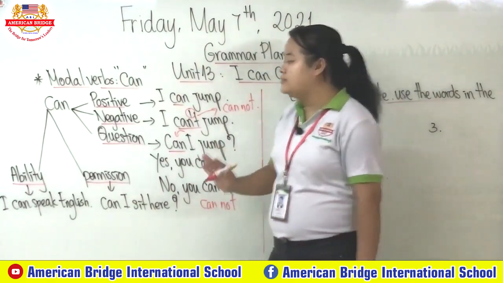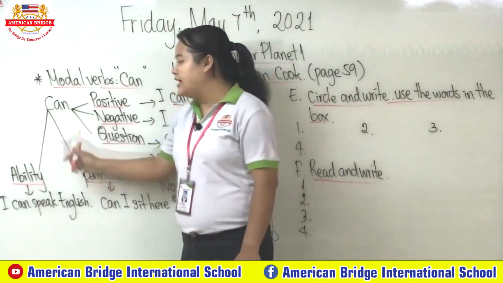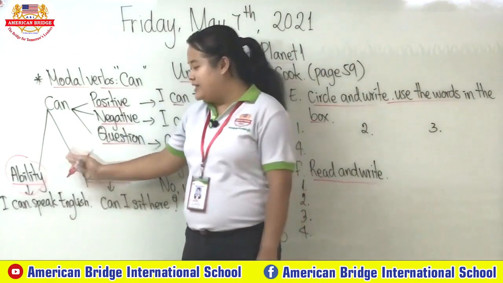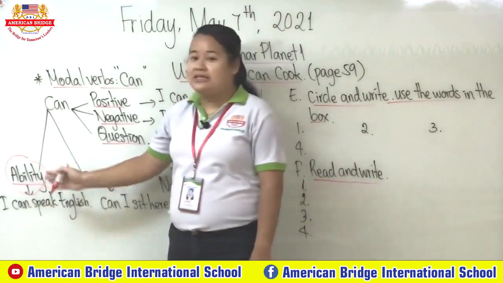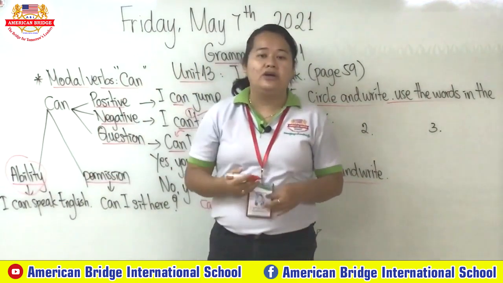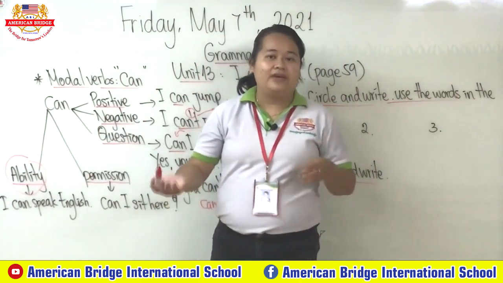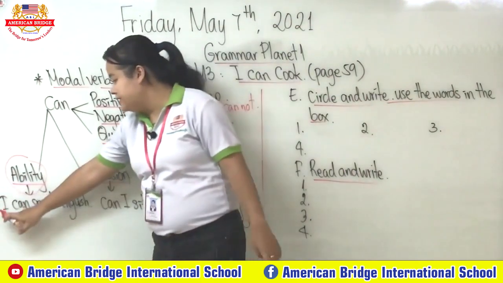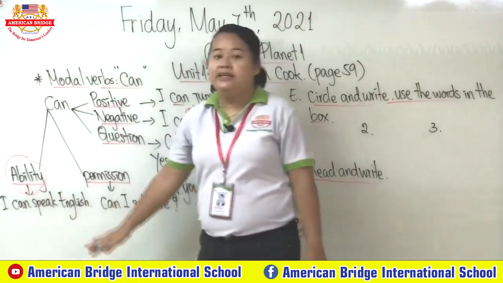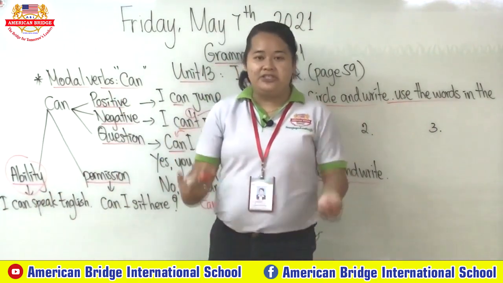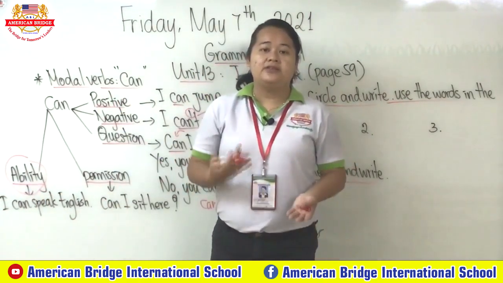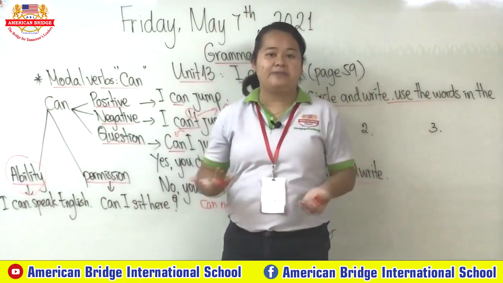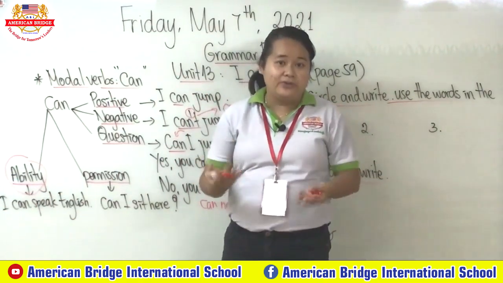Okay, and you need to remember also that we can use can with ability, right? So what does ability mean? Ability is showing about yourself that you can do something or not. Example: I can speak English. Now look at teacher: I can speak English. So this one talks about my ability, right? That I can speak English to you, right?